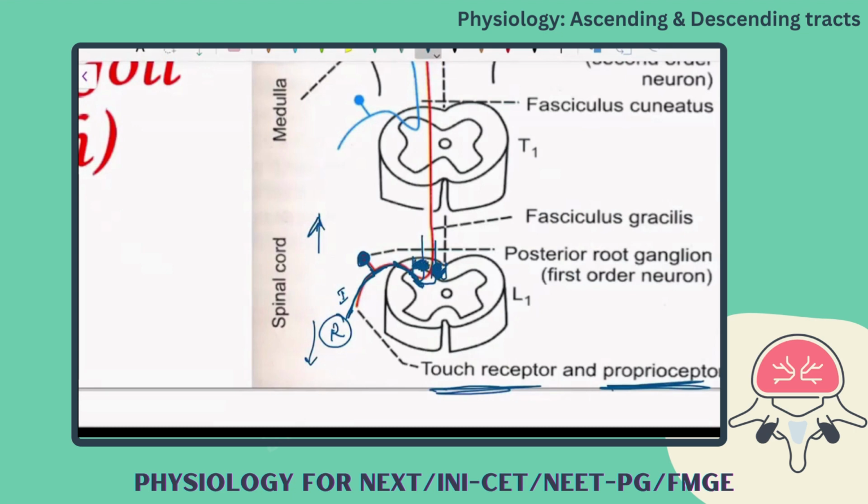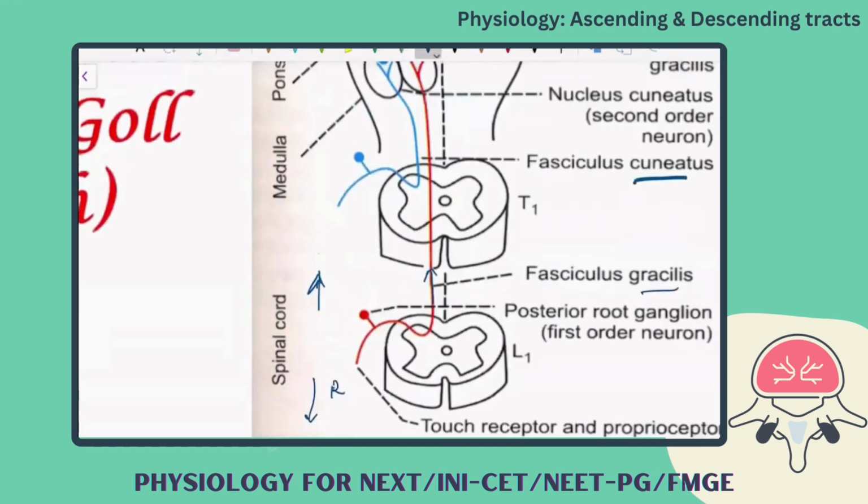That is why you are having two regions. Gracilis medially carries the sensation from lower parts of the body, and cuneatus carries the upper parts of the body. Okay, and now it is ascending up. It is ascending upwards. See over here, it is ascending upwards, and then it is now going up from the spinal cord to the medulla.